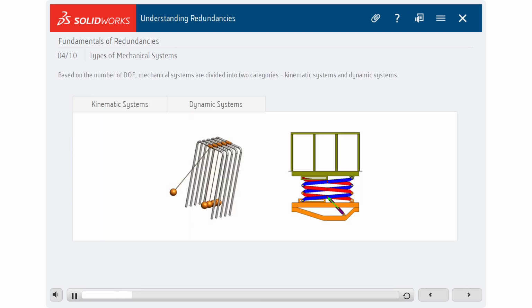Based on the number of degrees of freedom, the mechanical systems are divided into 2 categories: kinematic systems and dynamic systems. Let's understand what each of these means. Click each tab to learn more.